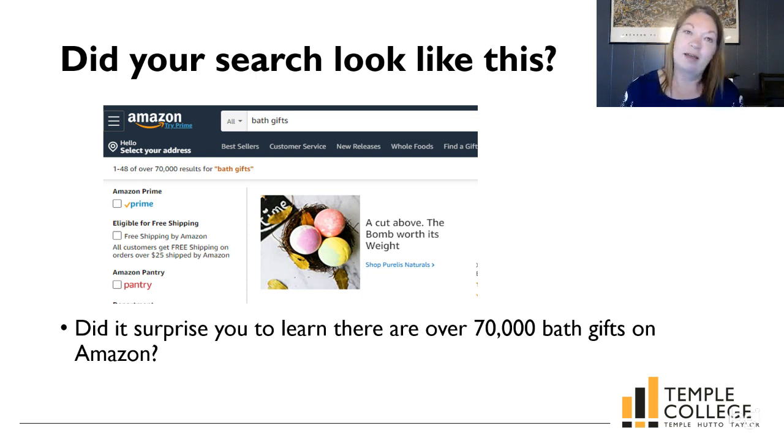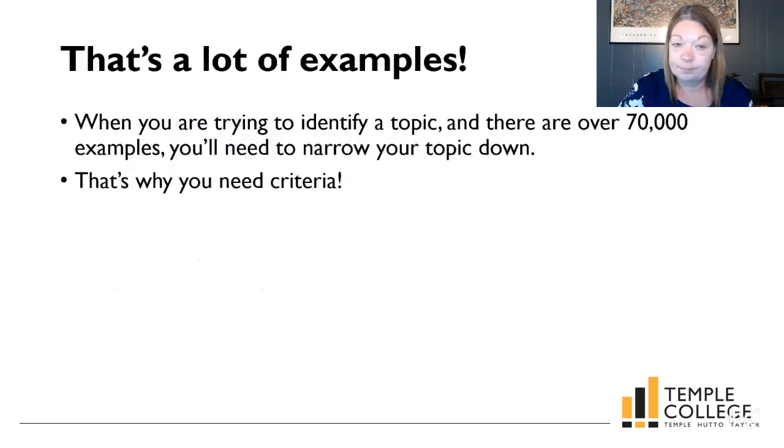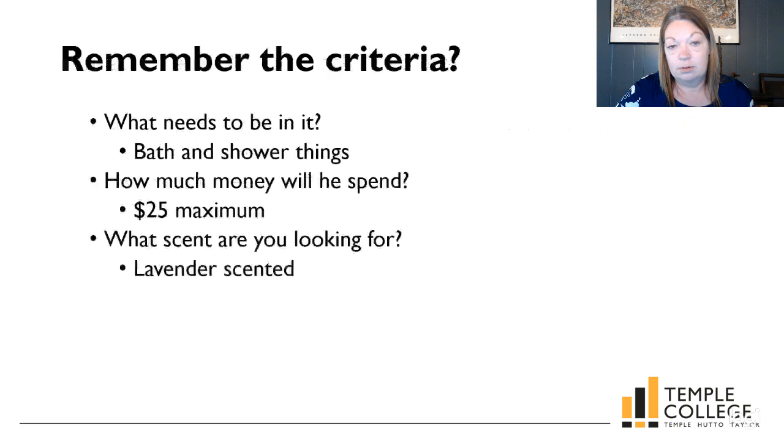Okay, we're back. Did your search look like mine? Did you come up with over 70,000 bath gifts? That's crazy. Did it surprise you to learn that there are over 70,000 bath gifts on Amazon? That's a lot of examples, right? So when you're trying to identify a topic and there are over 70,000 examples, you need to narrow it down. That's why you have to have that criteria.